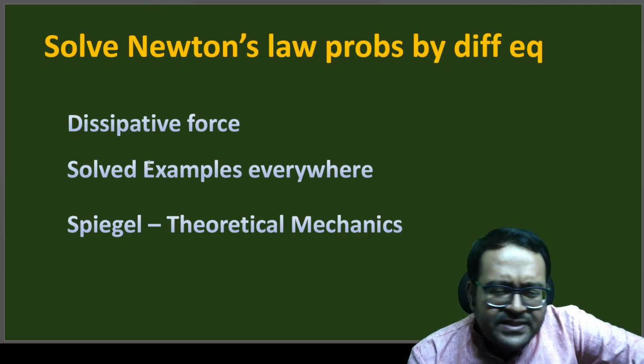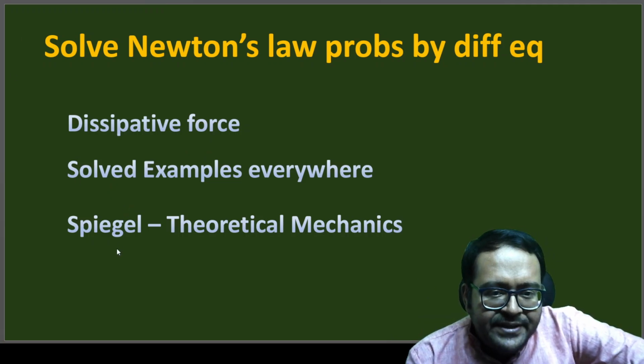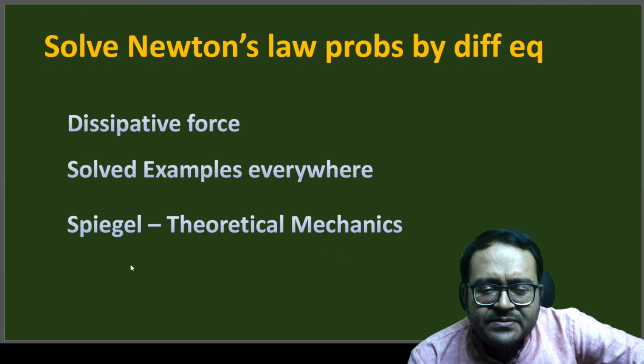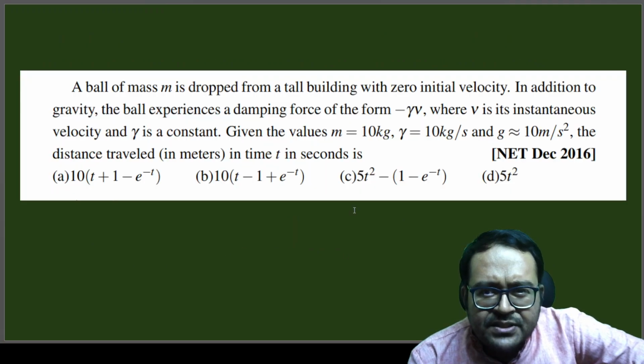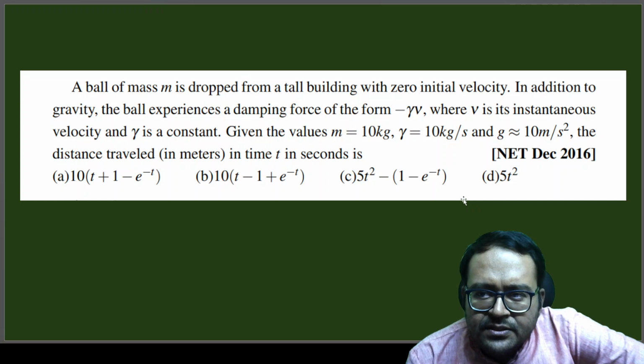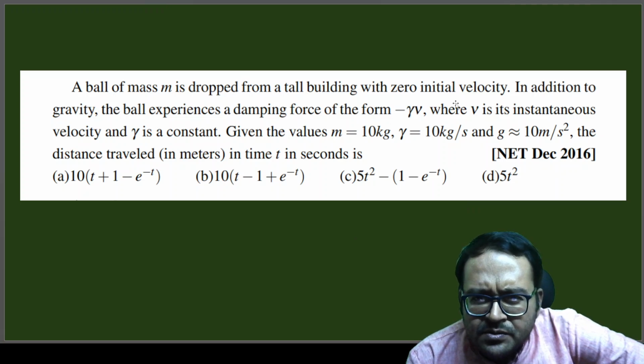You have solved examples everywhere. You can find them in Spiegel's theoretical mechanics, and in Kleppner you'll also find lots of examples. I'll show you 1-2 examples from CSIR NET. This is a CSIR NET December 2016 problem. It's a simple dissipative force problem with a damping force minus gamma v.